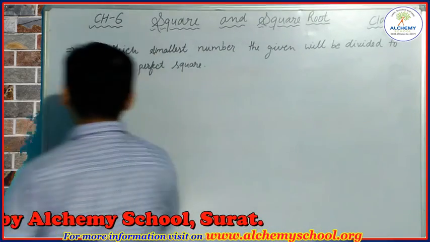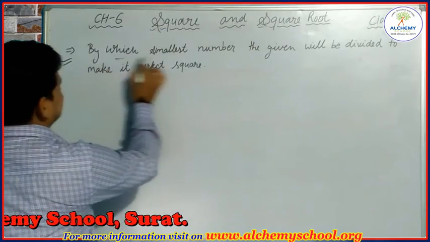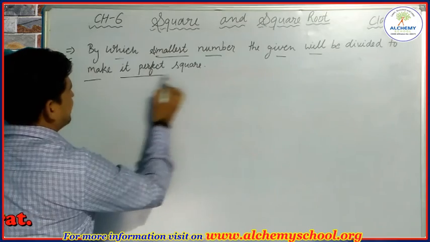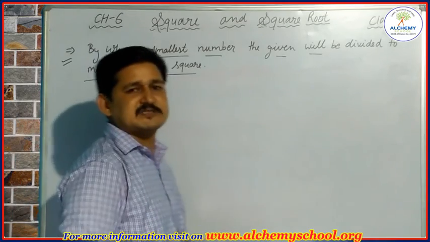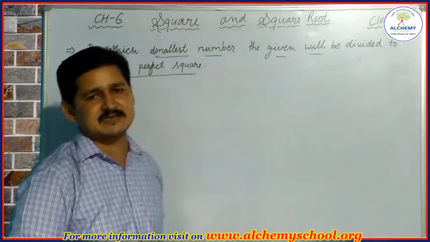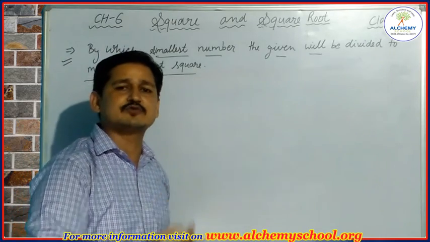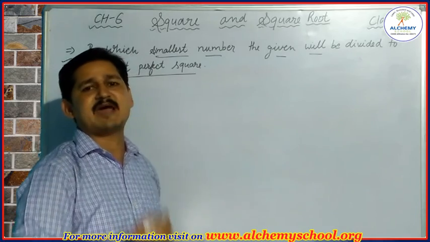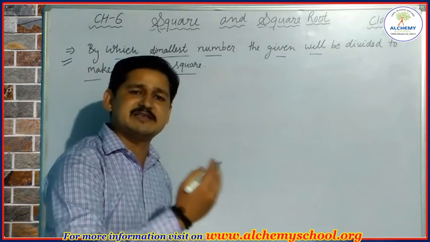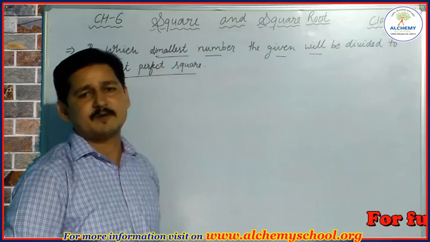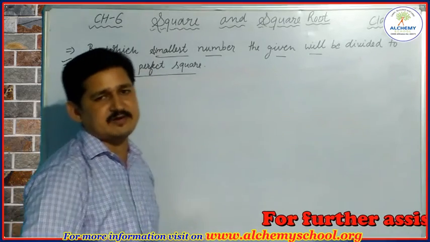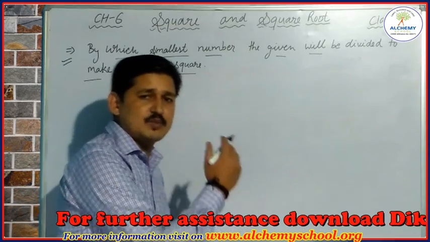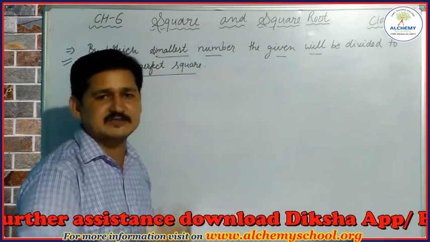The first point that we want to discuss here is by which smallest number the given number should be multiplied to make it a perfect square. It is possible, students, that the number given to us to find the square root is not the perfect square of any number. In this case, by which smallest number are we going to multiply the given number to make it a perfect square? Let's try to understand how we can find the smallest number that is multiplied with the given number to make it a perfect square.